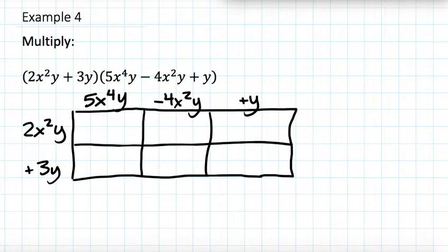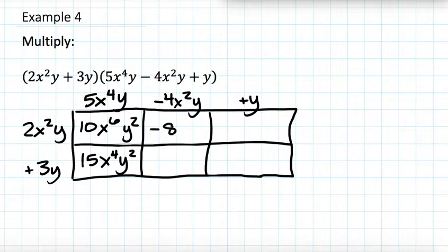Now what I'm going to do is multiply the two sides of each smaller box within the box, and the answer I'm going to write inside. So for this, it's going to be 2 times 5 is 10, x to the 4th times x squared is x to the 6th, y times y is y squared. Then I'm going to repeat that process, writing everything in the box when I multiply the two sides. So this is going to be 5x to the 4th y times 3y. 5 times 3 is 15, x to the 4th, and then y times y is y squared.